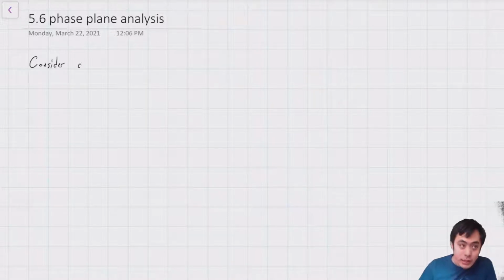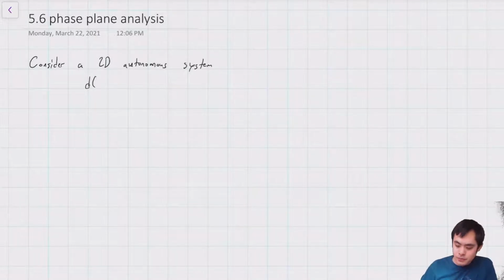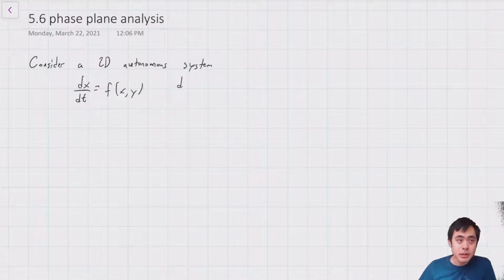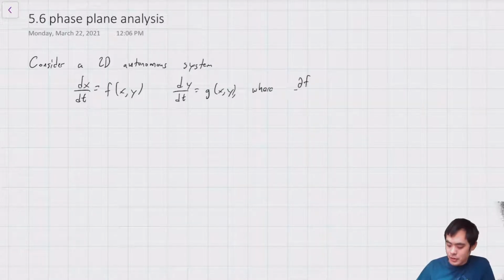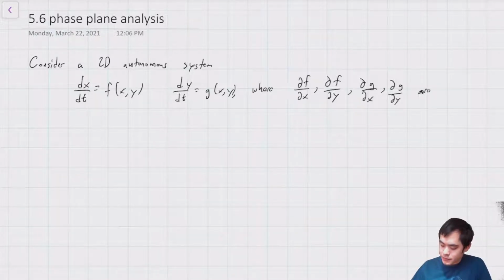So we're going to consider a 2D autonomous system. And it's going to be dx dt is equal to f of x, y, and dy dt is going to be some function g of x, y, where we have all the partial derivatives, so df dx, df dy, dg dx, dg dy are continuous.